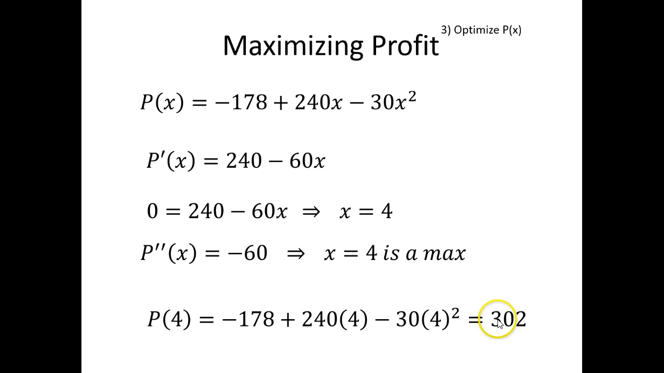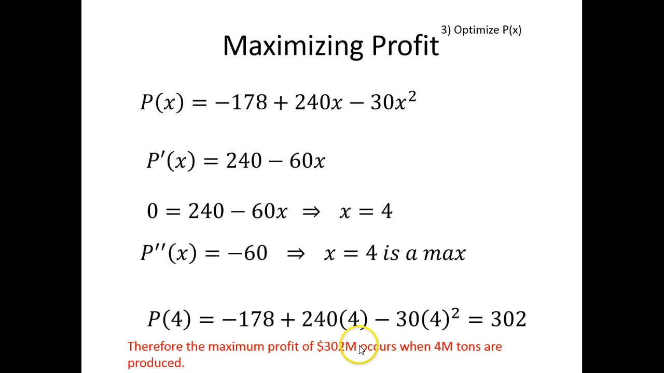And the maximum profits will give us 302 million. So the maximum profits of 302 million occurs when 4 million tons are produced.